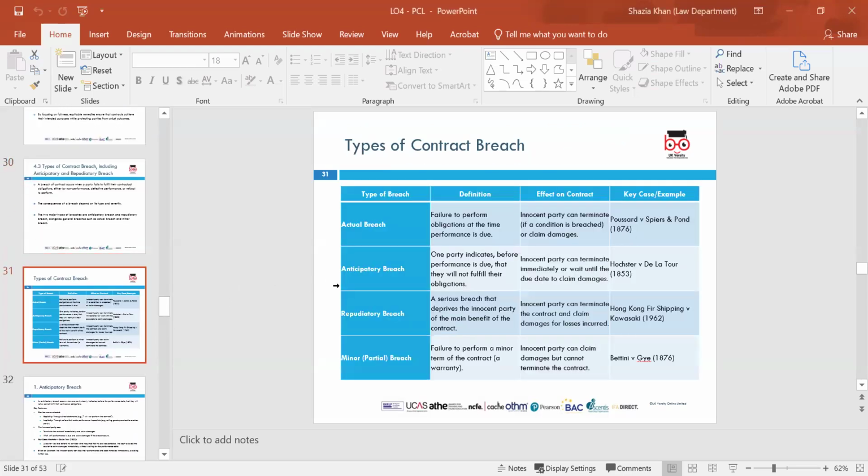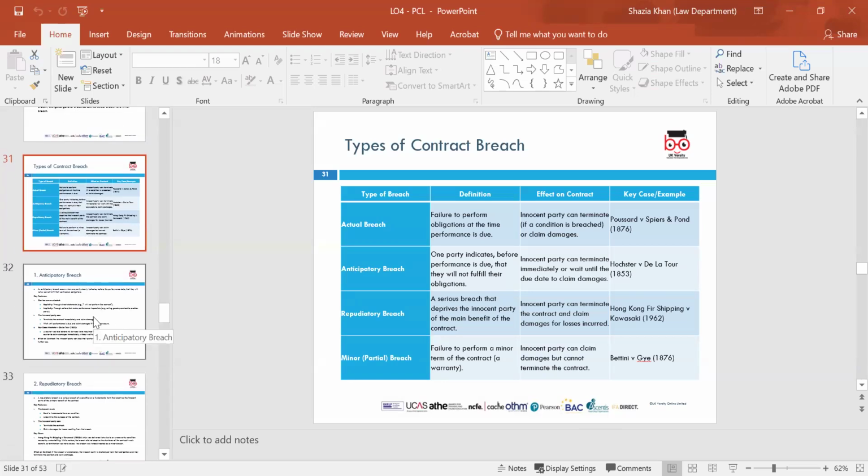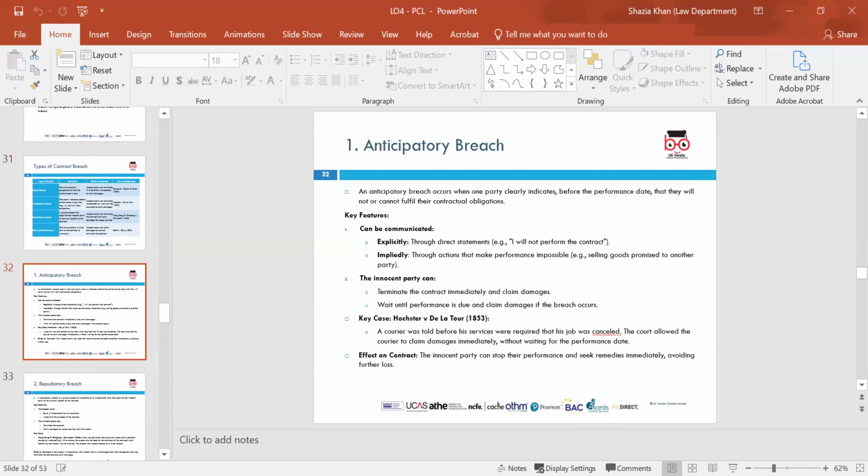So types of breach in this summary table is actual breach, which defines it in this contract, the effect on contract, and the key cases. Anticipatory breach, which we've been through with reference to definition, effect on contract, and the key cases. Repudiatory breach, and the effect on contract and the key cases, and minor breaches, the definition, effect, and key cases. So you can have a look at this summary table in your own time. We've been through it before a bit briefly. We'll go through it a little bit more in detail now.